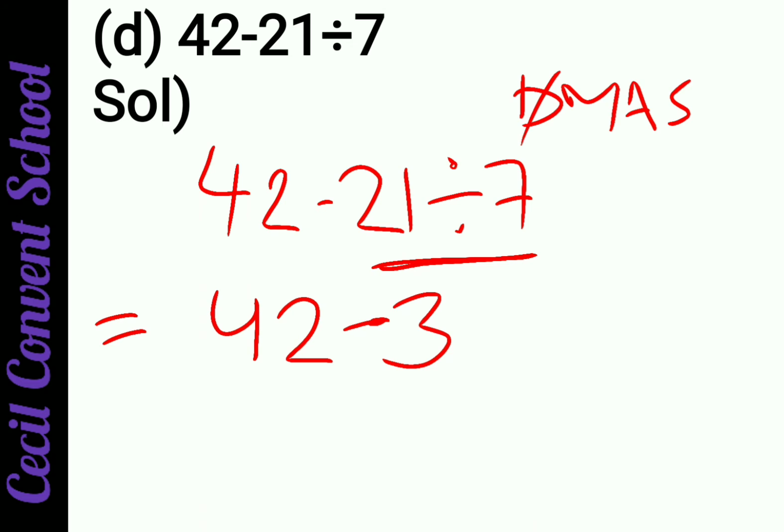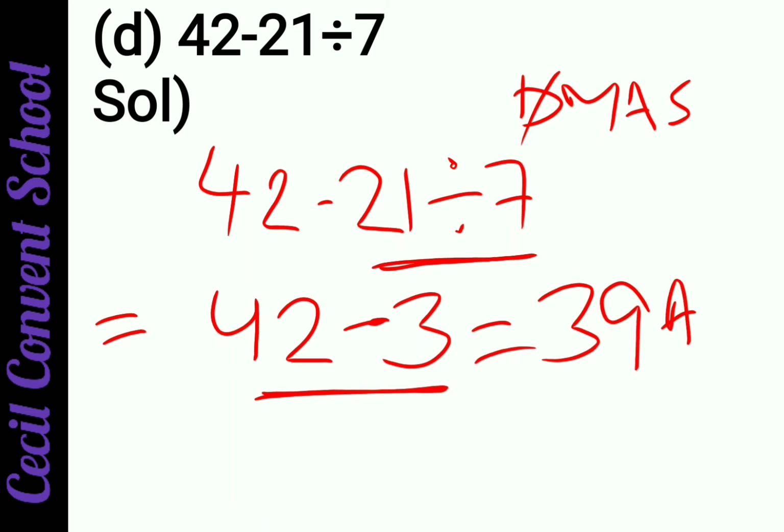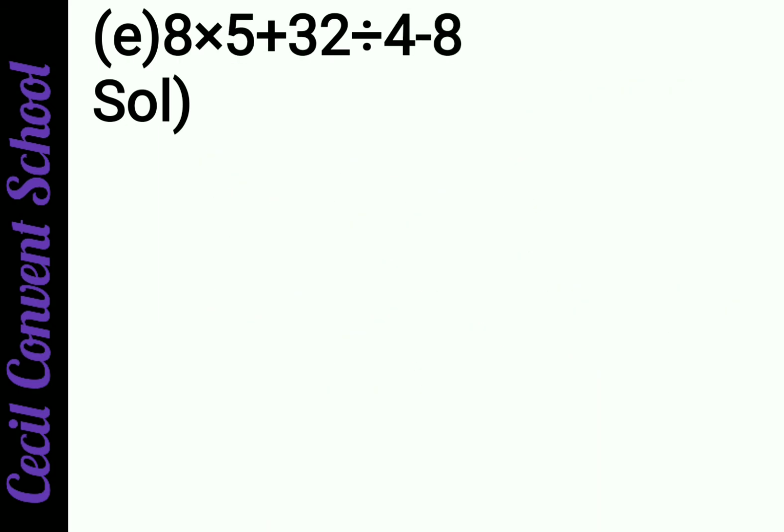So you will do minus now. Why? Because multiplication and addition signs are not present. Only division and subtraction signs are present. So 42 minus 3. Now you underline these two numbers. When you minus it, the answer comes 39. Clear? In this manner we solve D part. Now students, after D part we do E part.